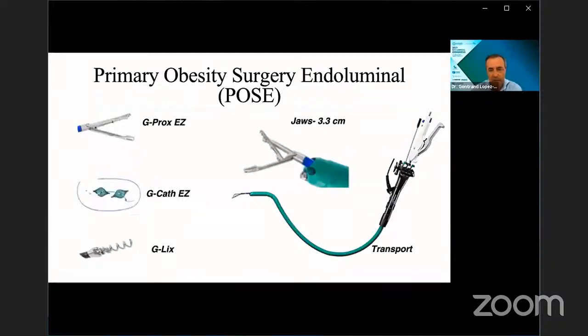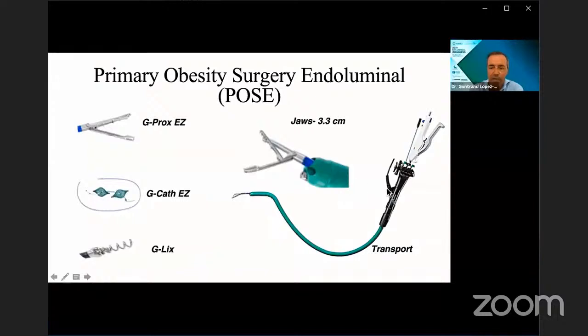In order to perform a POSE procedure, we use, first of all, on the right part of the slide, the TransPort. The TransPort is like a plastic scope with 6 channels, and inside of it, we can put the G-Prox, which is like a grasper. We can deliver a G-Lix, which is like a corkscrew to take the tissue. We have graspers of 3.3 centimeters on each part of the grasper, so the fold at the end is going to be 6.6.